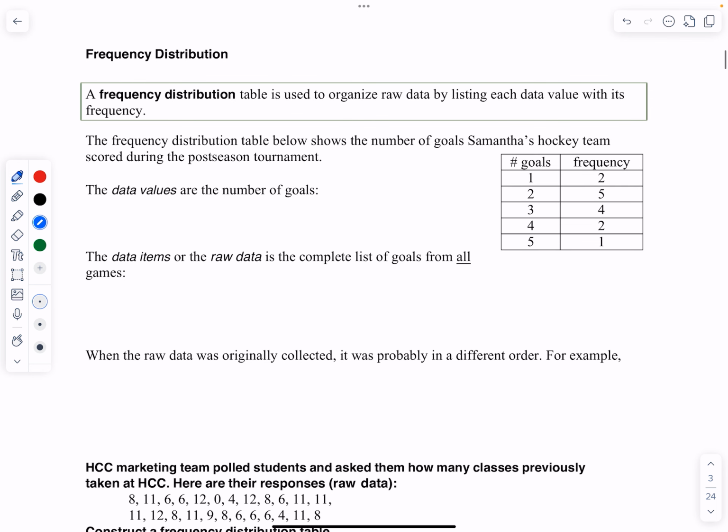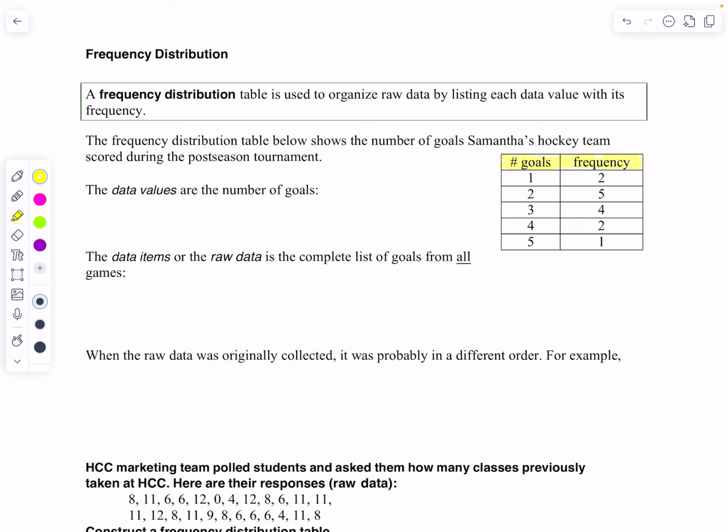All right, frequency distribution. So now we're getting into the nitty-gritty of things in this section. A frequency distribution table is used to organize raw data by listing each data value with its frequency. Okay, so the frequency distribution table shown below, which is over here, shows the number of goals Samantha's hockey team scored during the postseason tournament.